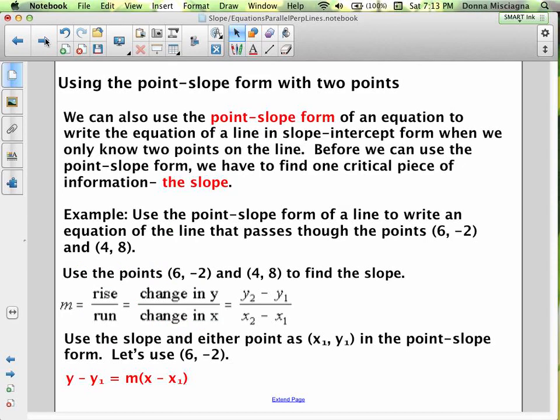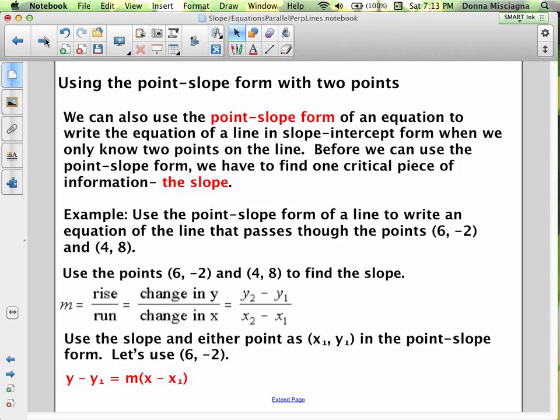All right, so I have another one, but this time you're not going to be given the slope. But that's okay. I'm going to give you 2 points, and you can just use the slope formula to find the slope. All right, so using the point-slope form with 2 points. You can also use the point-slope form of an equation to write the equation of a line in slope-intercept form when we only know 2 points on the line. Before we can use the point-slope form, we have to find one critical piece of information, the slope.